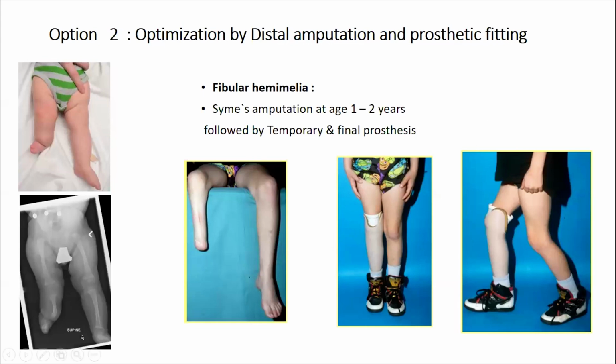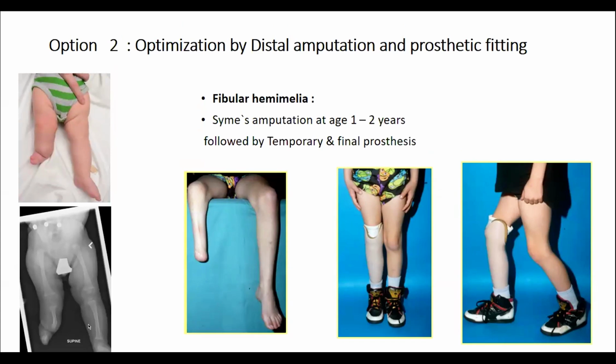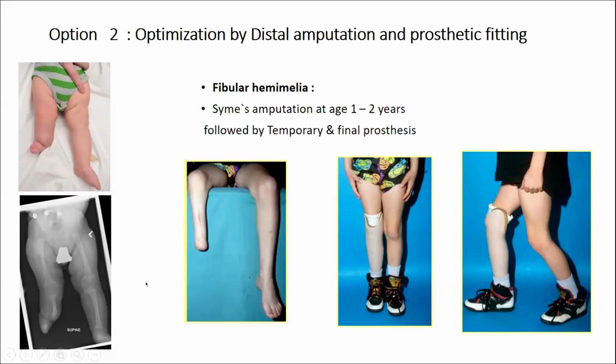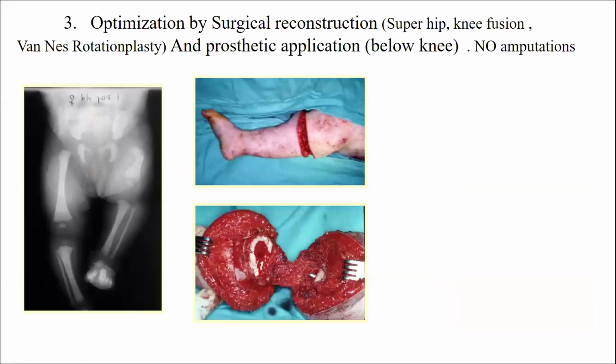So we have here an example on the left, a severe fibular hemimelia, and as we are going to see in the next few slides, after discussion with the family, it was decided to proceed with an amputation and prosthetic fitting, which again is an excellent option in many indications. The third one, which is optimization using surgical reconstruction and prosthetic application with no amputation.